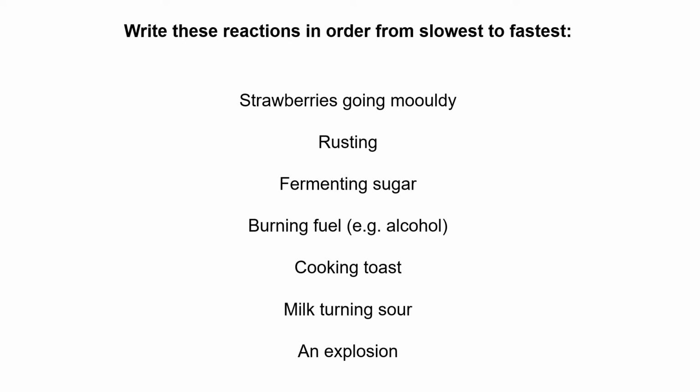So we've got a list here of different examples of chemical reactions taking place, even the ones that sound like biology still involve chemistry. So I'd like you to read through this list and write them in order from slowest to fastest. So we've got strawberries going mouldy. Apologies for the typo there. That's not supposed to be mouldy. So strawberries going mouldy, rusting, the fermenting of sugar, burning fuel, for example, alcohol or a candle, cooking toast, milk turning sour, and an explosion. So pause the video and put those in order. Press play when you're done.